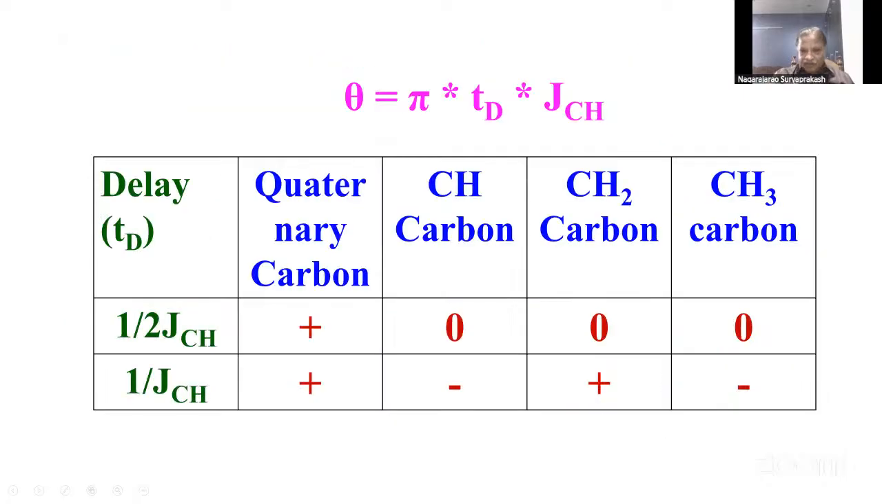All right. So you remember, see this one, what I have written, at half J all these carbons will have 0 intensity, but at 1 over J, CH is negative, CH3 is negative, CH2 is positive. What is the use of this? The use of this is you can vary this time delay and identify, based on whether the signal is positive or negative, whether the carbon has an odd or even number of attached protons. And this is what is called attached proton test.